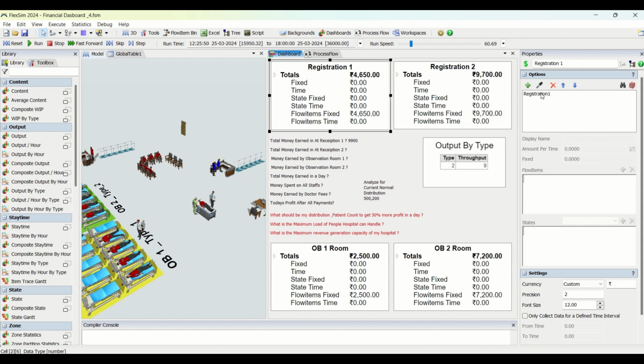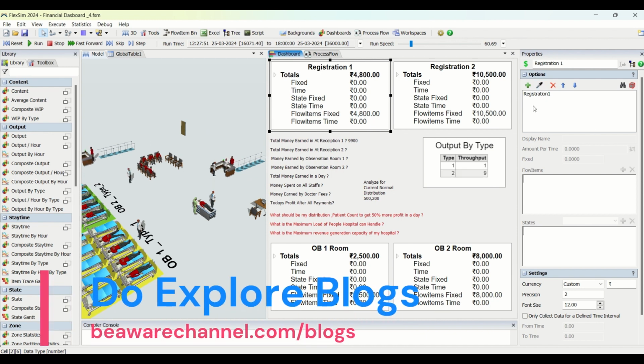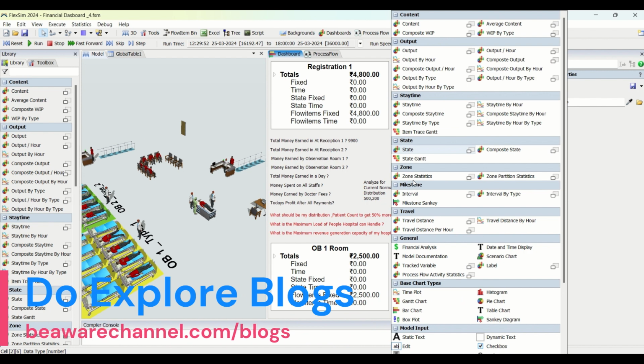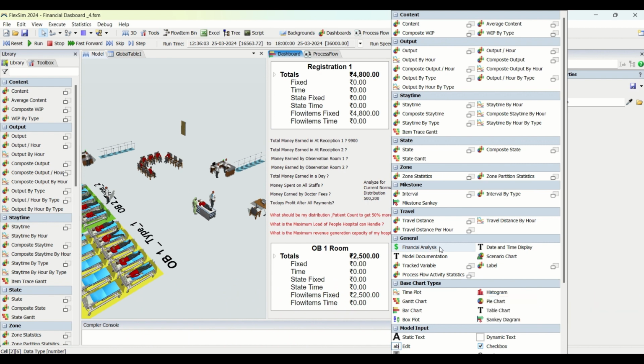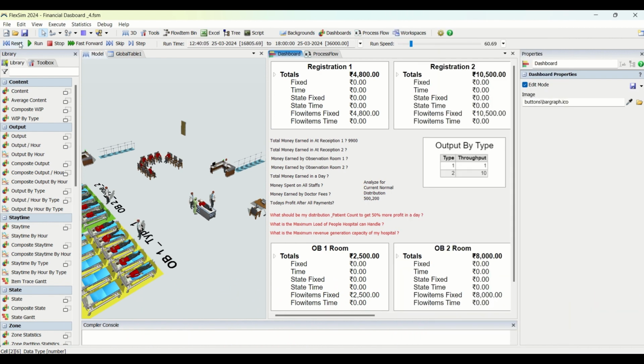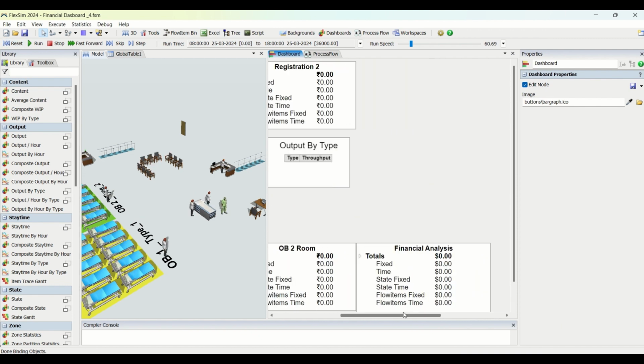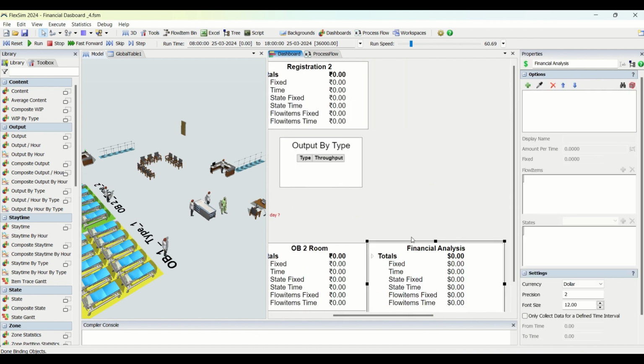So if you look, I have selected a registration 1 in this graph. These graphs you will get into the general tab in dashboards, where you have this first tab coming in as financial analysis. When you click on this, you're going to basically get a graph of financial analysis.